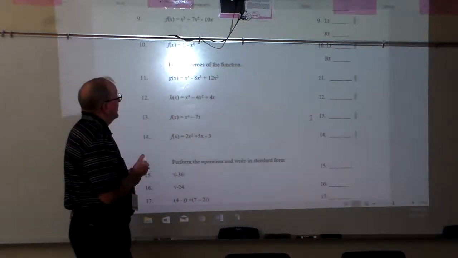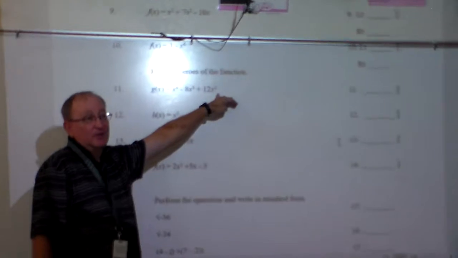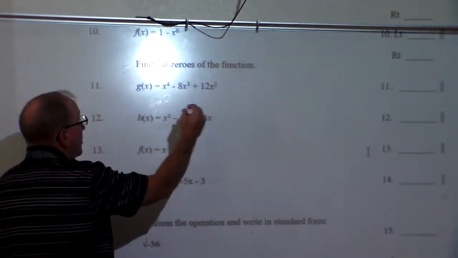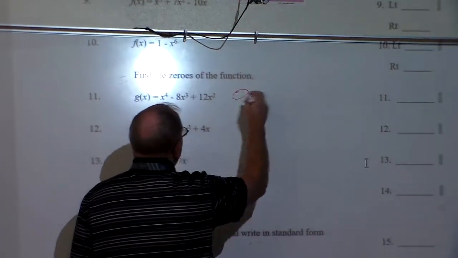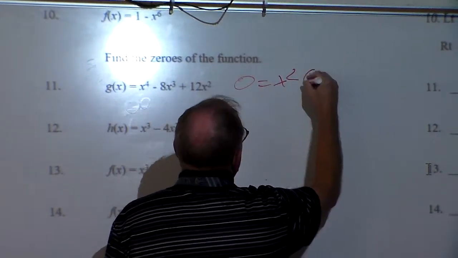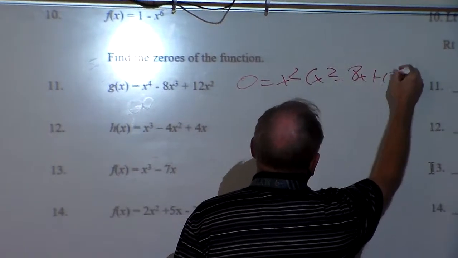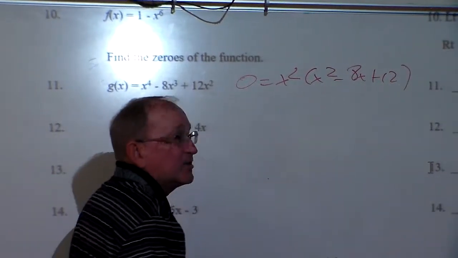Right. Here, to find the zeros, basically that's my nice way of saying factor. Set one side equal to 0, and then factor it. What's common to each of these is x squared, so x squared minus 8x plus 12. And then what do we do? Factor the 12.